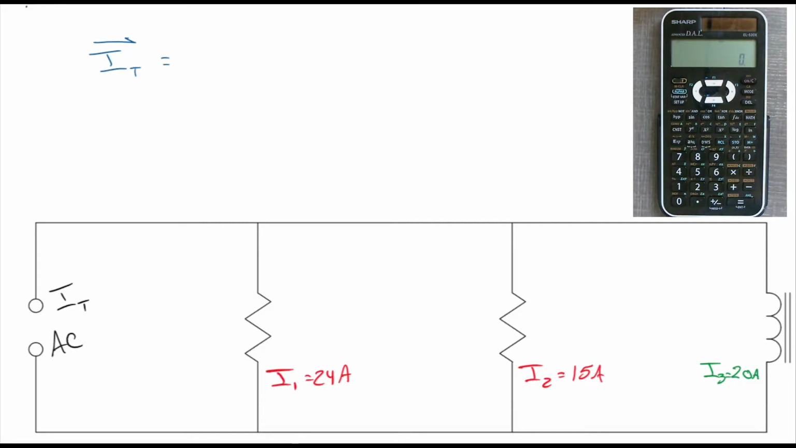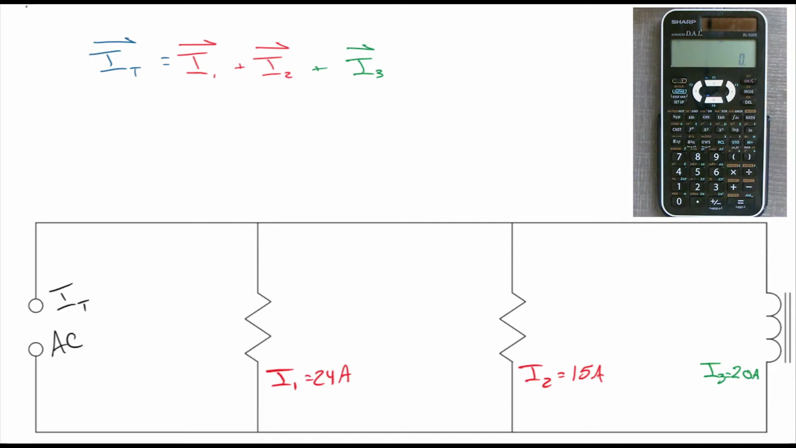So when I add those values together, what I have to do is take into consideration the magnitude and the direction of each: the magnitude and direction of my first resistive component, my second resistive component, and that purely inductive component.